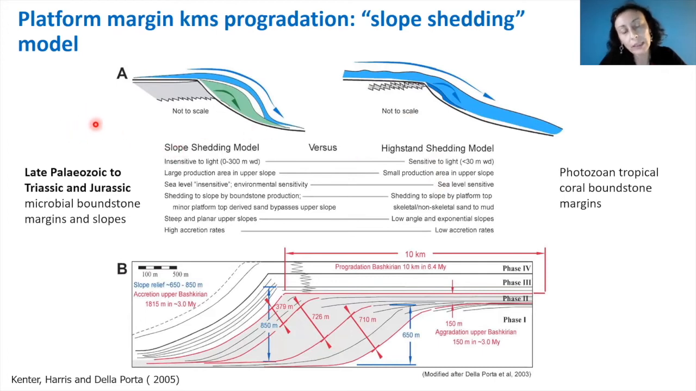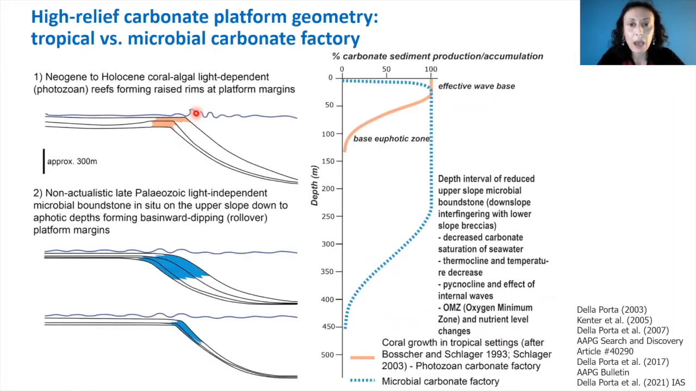I hope all these case studies confirm that this type of carbonate platform from late Paleozoic to Triassic and Jurassic behave differently from light-dependent photozoan tropical carbonate platforms. And we can use this model of slope shedding for this specific distinctive type of carbonate platform margin and slope.